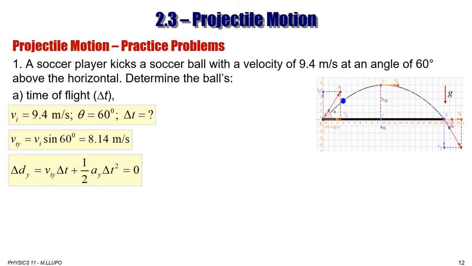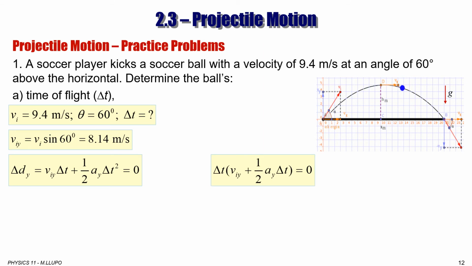So delta dy is equal to v initial y delta t plus half of ay delta t squared, and it is equal to 0, because it starts and ends at the same horizontal level. That means that vertically it does not displace between start and end. So delta dy, or change in vertical position, is 0. So we don't need a quadratic equation.